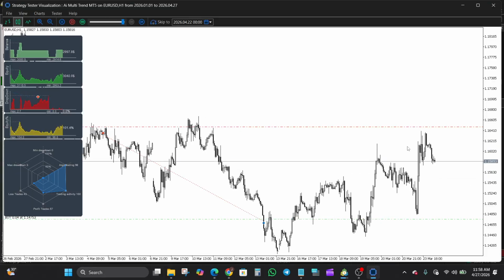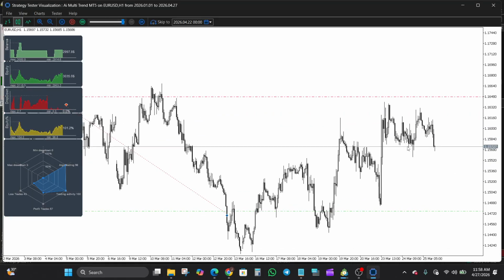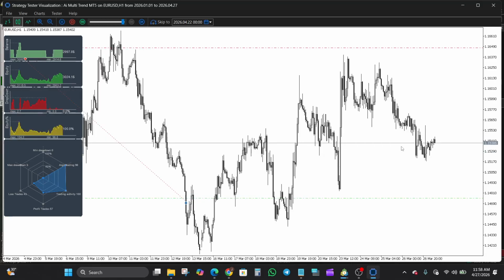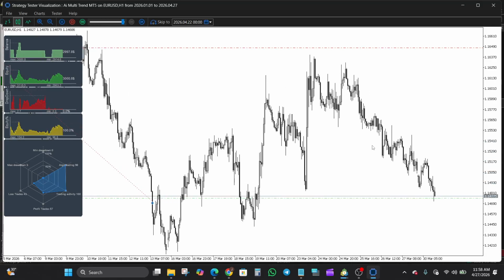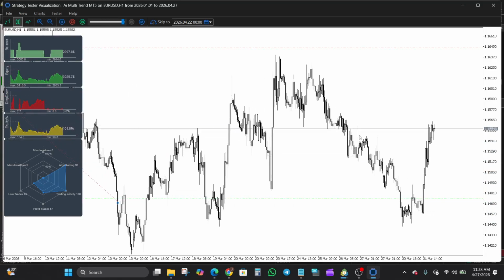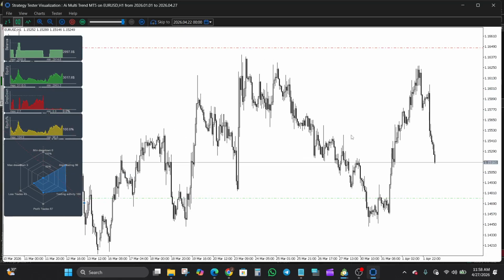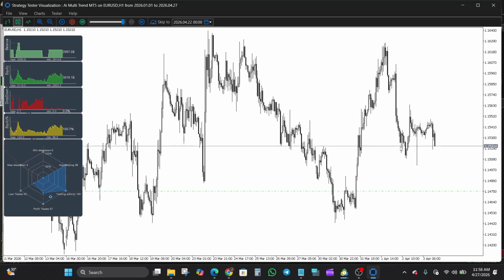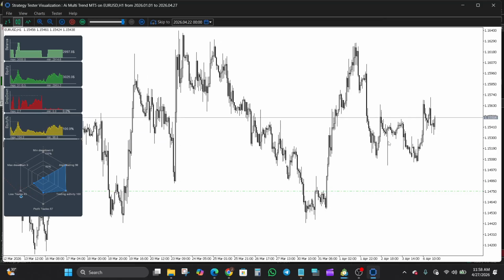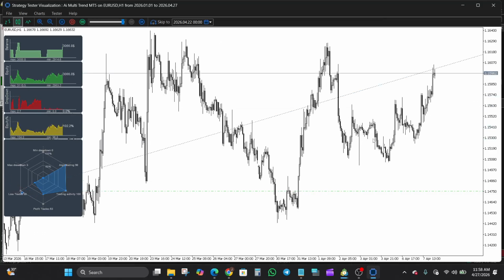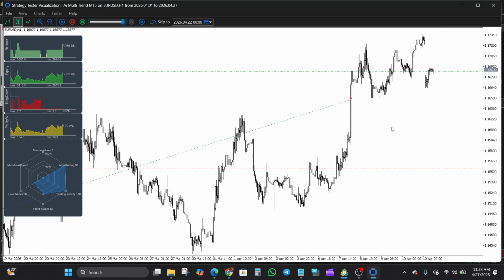Meanwhile, during ranging conditions, entries become less frequent and performance becomes more inconsistent. This is actually expected for a trend based AI system like this. It's not designed to fight sideways markets, it's designed to wait them out.